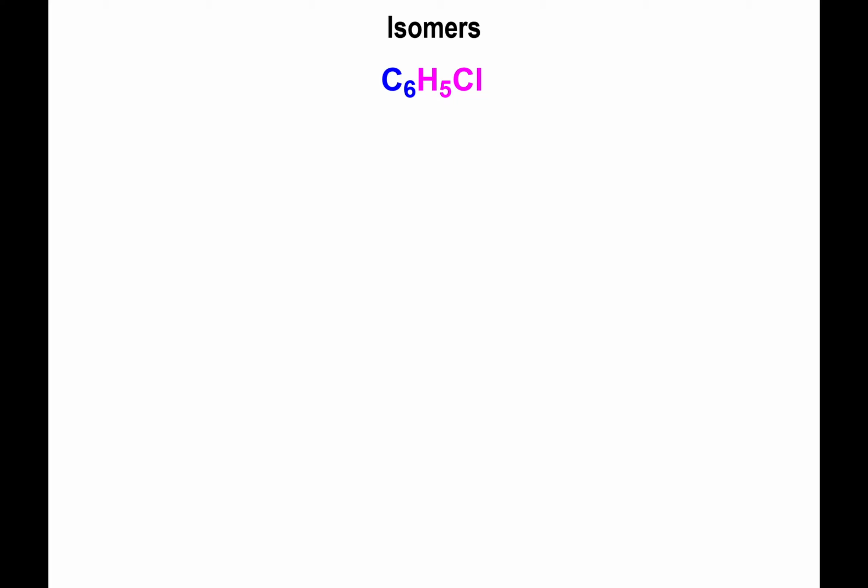We're going to do one more example of isomers. And for this one, we're just going to go directly to the formula C6H5Cl. And looking at the index of hydrogen deficiency for this molecule, we do have 6 carbons, so we input 6 for the value of N.